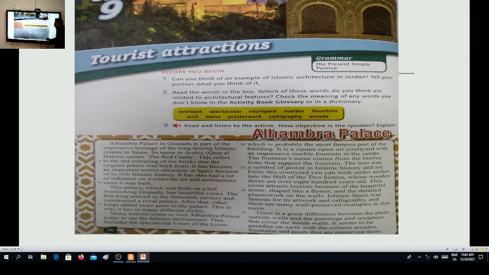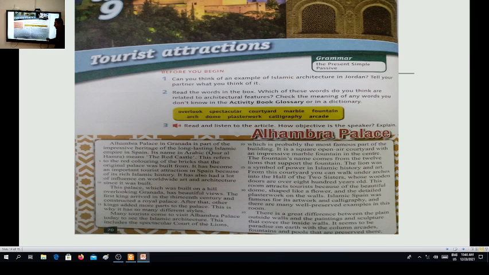So from the title of this text, this is the title of this unit, this is the title of this lesson. Alhambra Palace. Have you heard of this noun, Alhambra Palace? This is a palace, and as you can guess from these pictures, this is an Islamic design or an Islamic building. Now let's read, trying to discuss some ideas in the text.